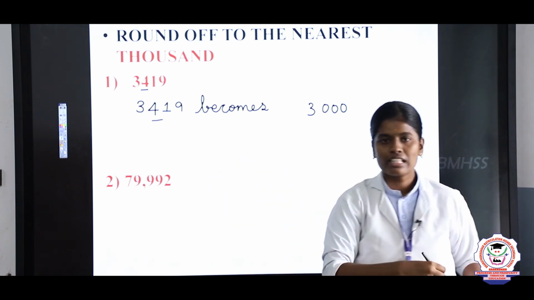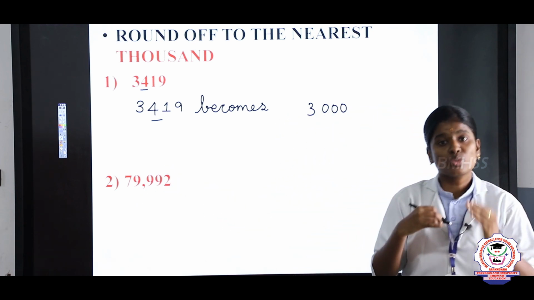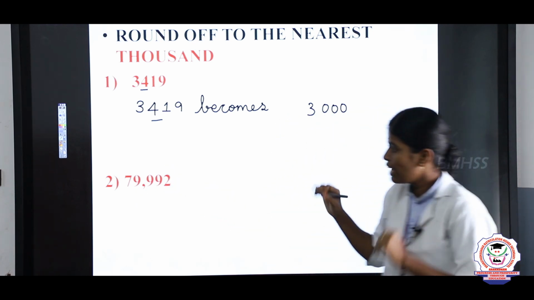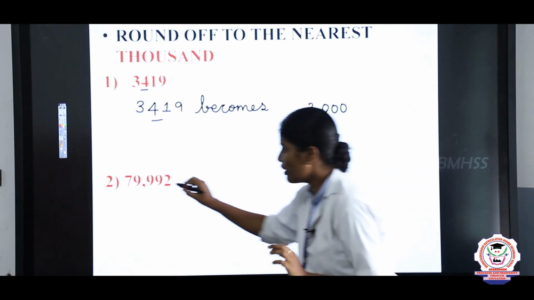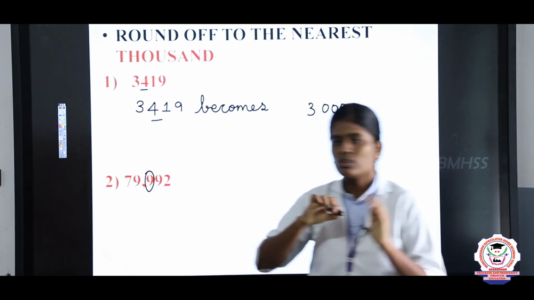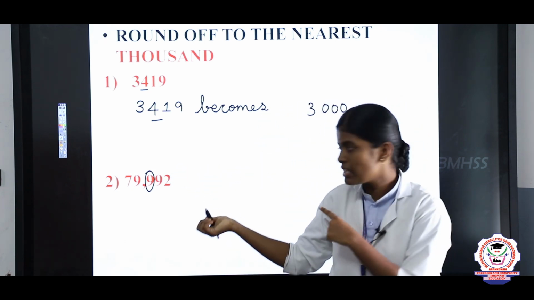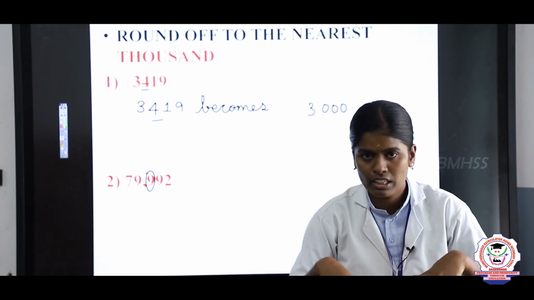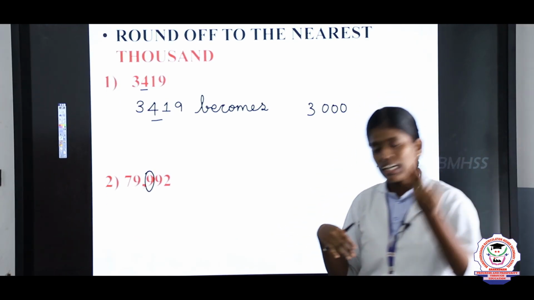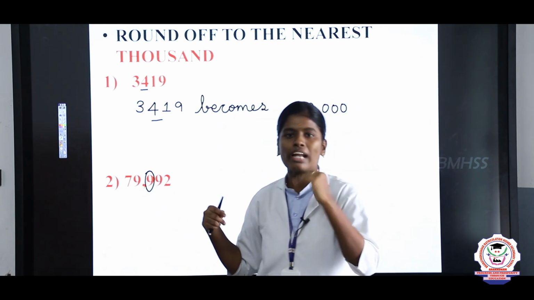The next example. Listen, 79,992. What is the first step? Yeah, the first step is you check the hundreds place value. In this hundreds place value, what is the value there? The value is 9. Is this 9 a 5 before number or a 5 after number? A 5 after number. So you should increase the thousands place value by 1, or add 1.